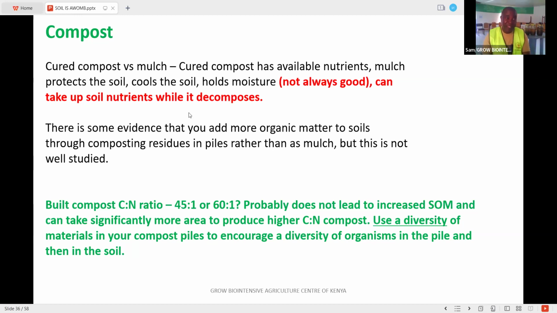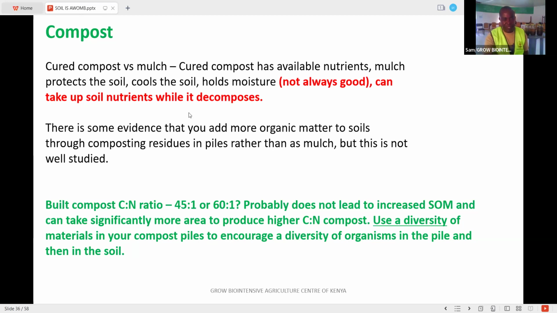So I'm also saying that there is some evidence that you add more organic matter to the soil through composting residues in piles rather than as mulch. But this is not well studied. It is not well studied. But as you keep on adding compost as residues, of course it holds more water for you.